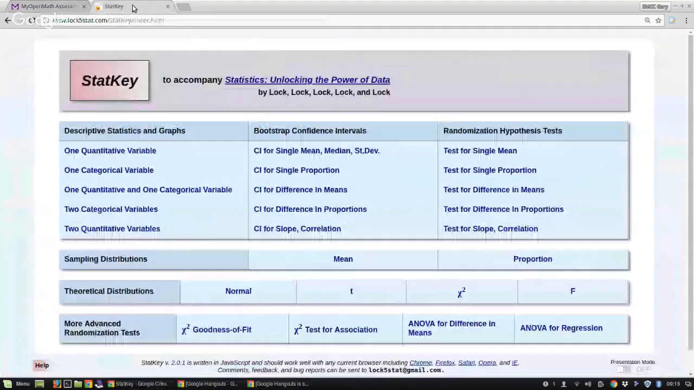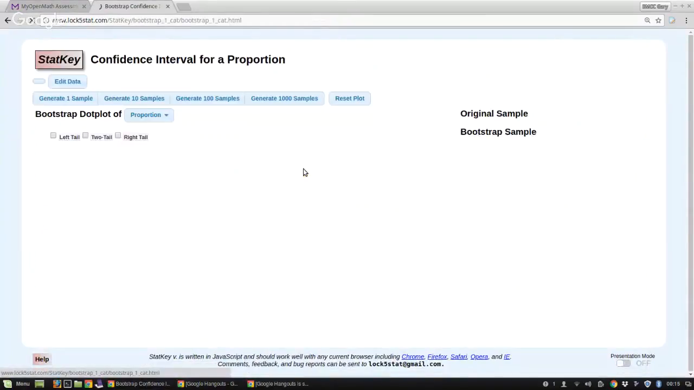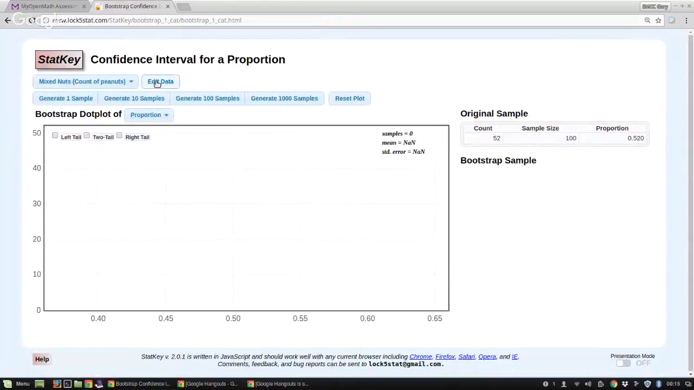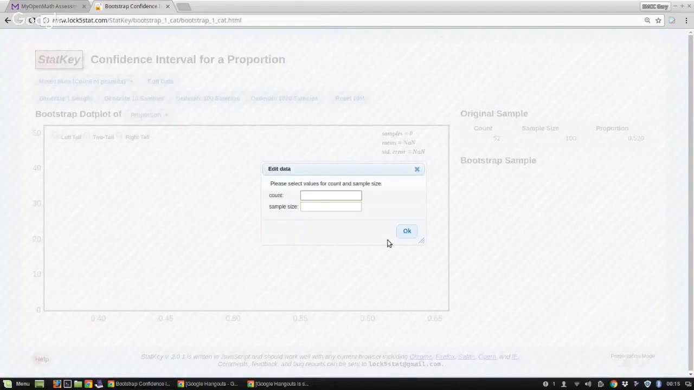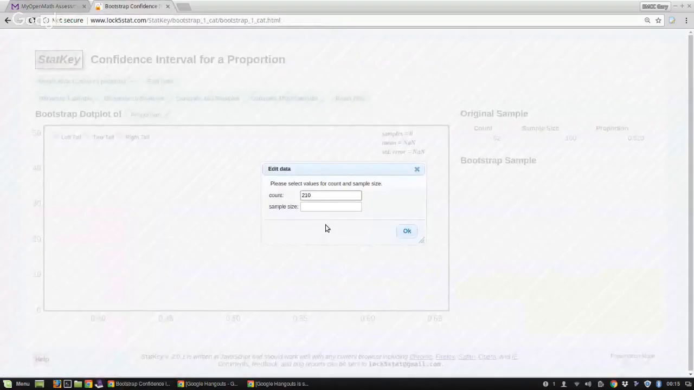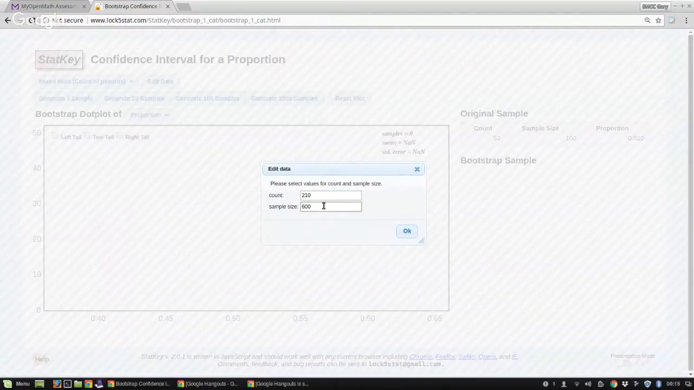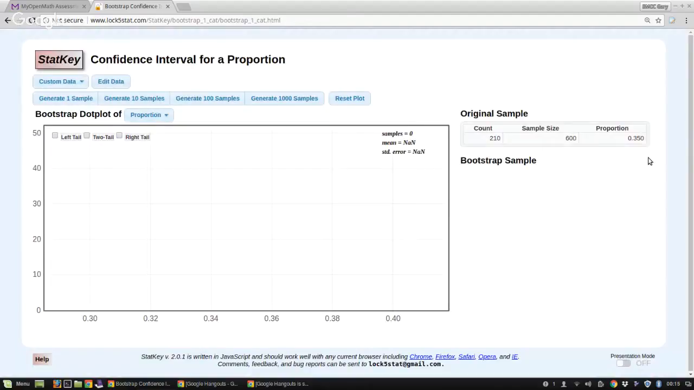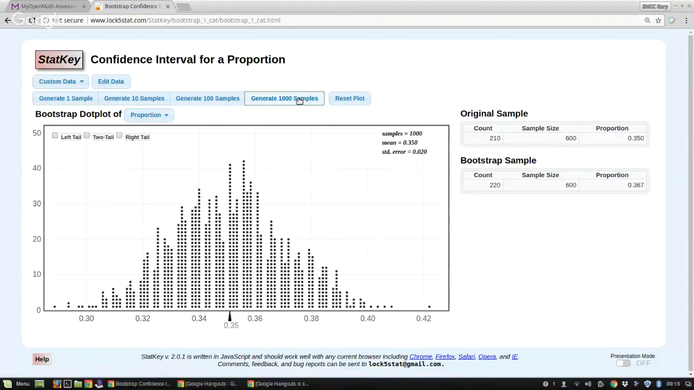So I'm going to use StatKey to run a simulation. I'm looking for a confidence interval for a proportion, and I want to edit the existing data with my 210 out of 600. That gives us about a 35% rate of people being parents. We want to then resample based on that one.